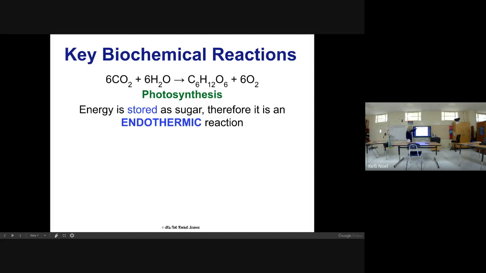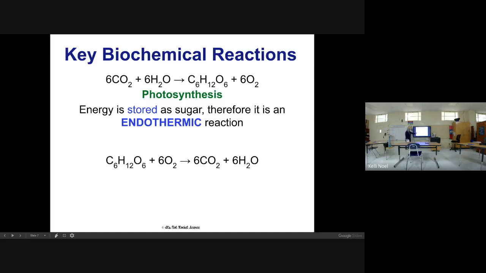You will have to be able to recognize this chemical equation. You don't have to be able to write it out. You just have to recognize that it's photosynthesis. Energy is being stored as a sugar because C6H12O6 is glucose, which is a simple sugar. So you're taking carbon dioxide and water and energy from the sun, and you're combining those to get your glucose sugar with excess oxygen that will be released.